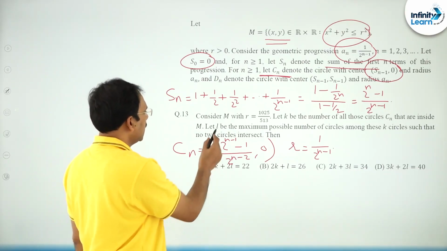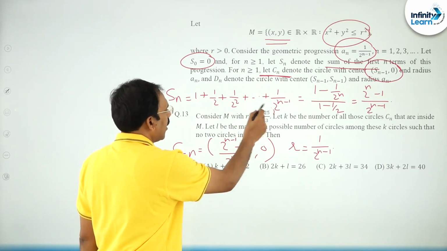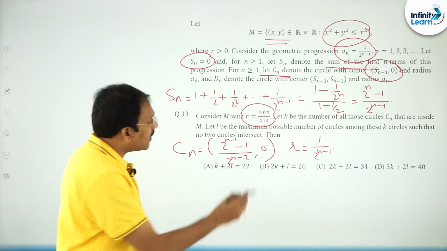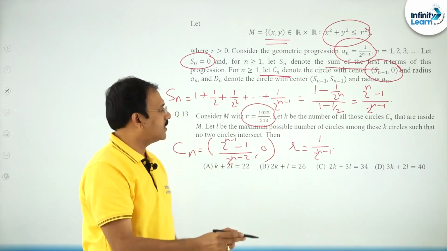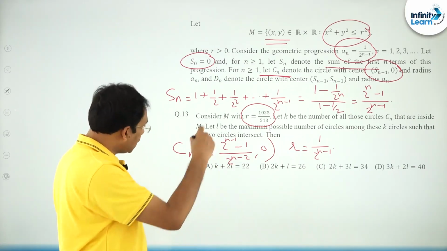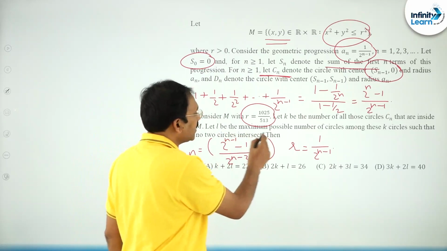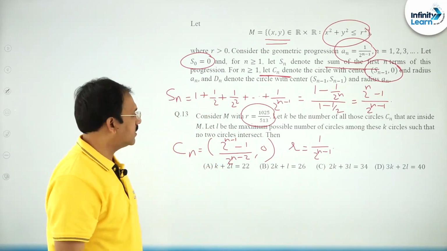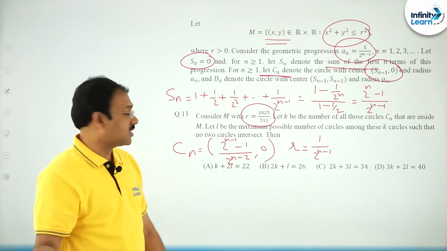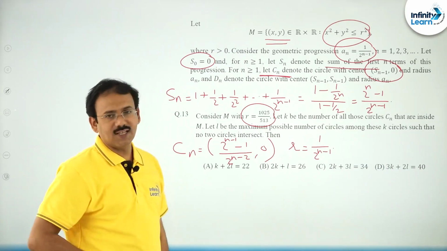Now, the question is, consider M with r as given. Then K is the number of all those circles C_n that are inside M. How many circles will be there inside M? And L is the maximum possible number of circles among these K circles such that no two circles intersect.